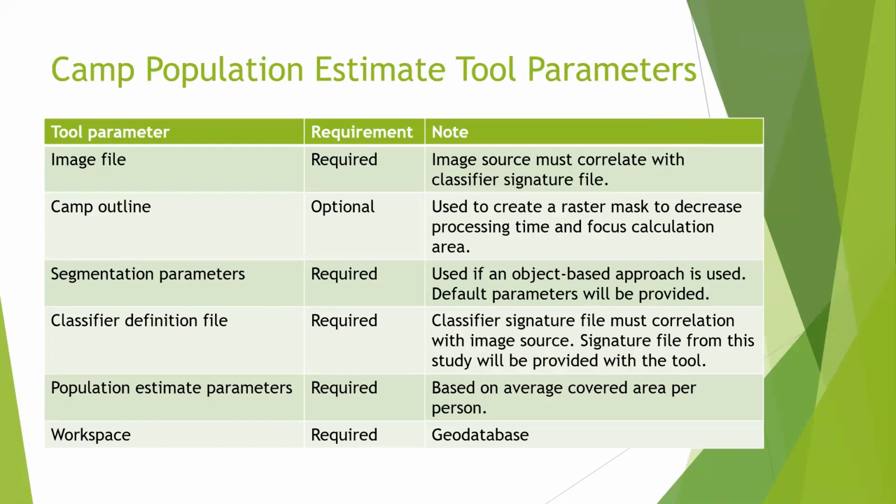So once I identify that workflow, I will start creating my tool. The tool parameters that I've identified are the image file, which the tool will use to classify and derive the dwelling information. And this image file must correlate with the classifier signature file. A camp outline is an optional parameter that the user can use to create a raster mask to decrease processing time and focus the calculation on the camp area.